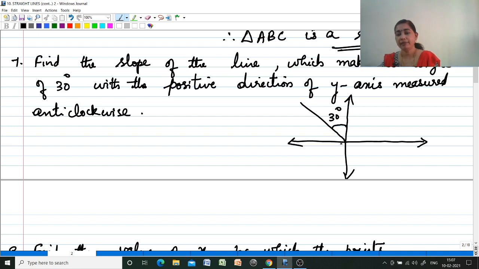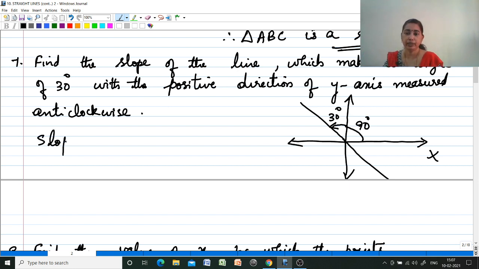But always we have to take the angle with respect to the x-axis. So with respect to the x-axis means we have to take it from here. So the total angle will be 90 plus 30, so 90 plus 30 is 120. While taking the angle, we have to take it from the positive direction of the x-axis. So we have to find the slope.